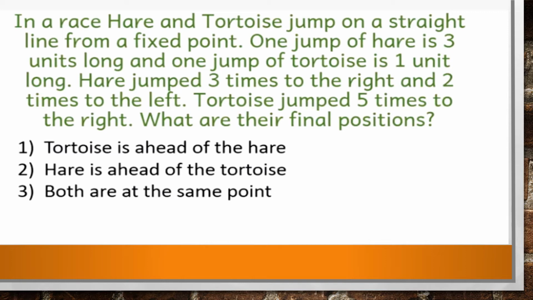See, I am reading the question in small parts, okay, so that you understand. So here what am I saying is the hare has jumped 3 times to the right. पहले 3 times jump किया right side पे और फिर 2 times jump किया left side पे. Tortoise jumped 5 times to the right. अब आ रहा है tortoise की बारी. The tortoise jumped 5 times to the right.